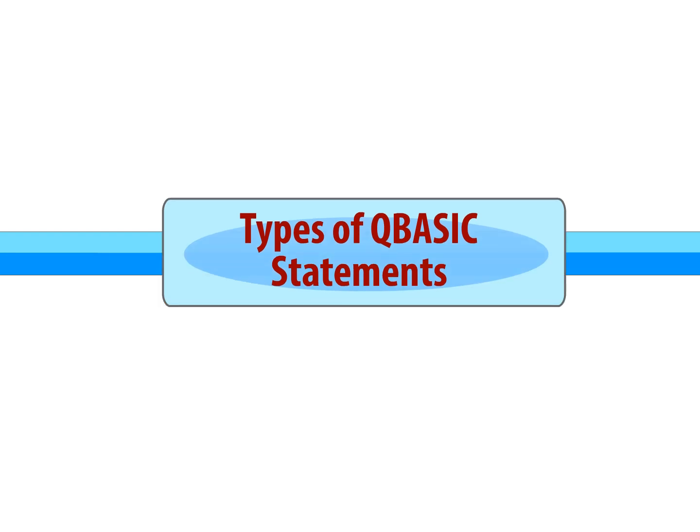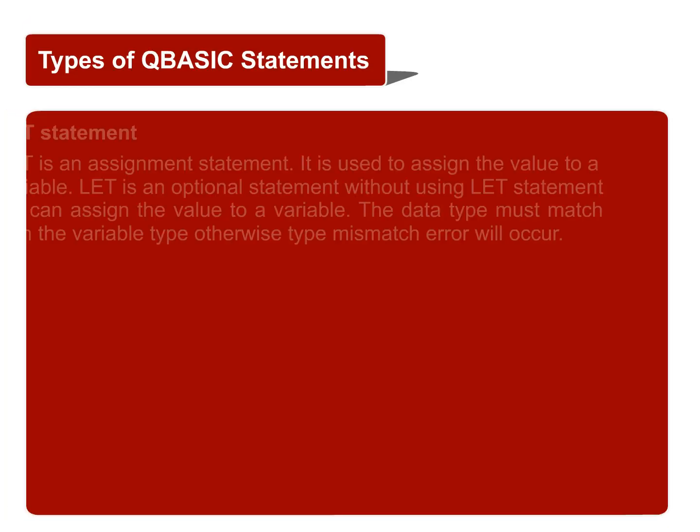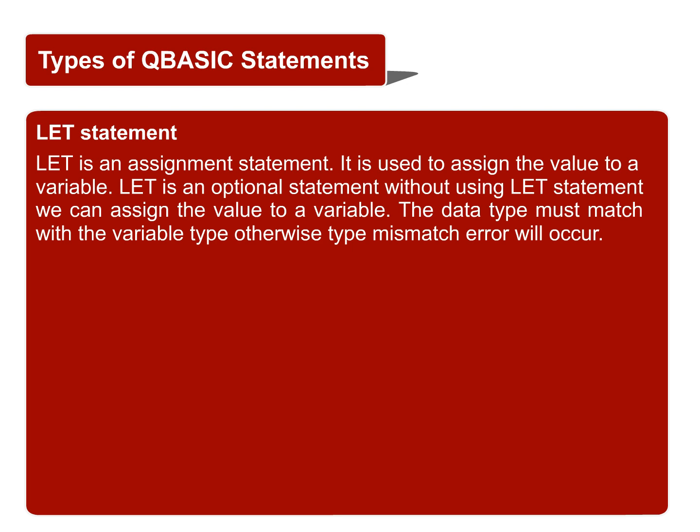Types of QBasic statements. LET statement. LET is an assignment statement. It is used to assign the value to a variable. LET is an optional statement. Without using LET statement we can assign the value to a variable. The data type must match with the variable type, otherwise type mismatch error will occur.